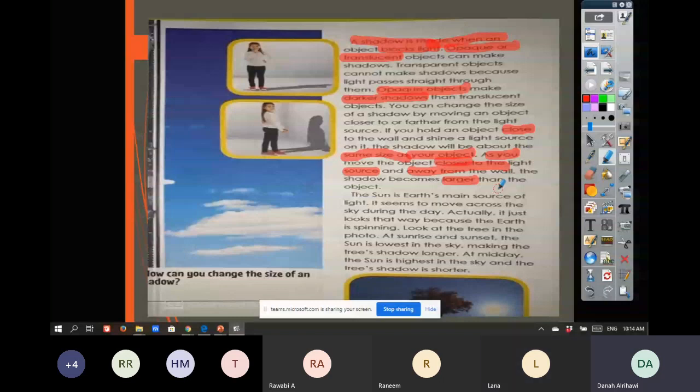Now, the sun is the main source of energy. It's very important. It seems that the sun is moving, but actually it is not moving. Look at the tree here. At sunrise and sunset, the shadow is longer. While at midday, at noon, the sun is highest in the sky and the shadow will be shorter.